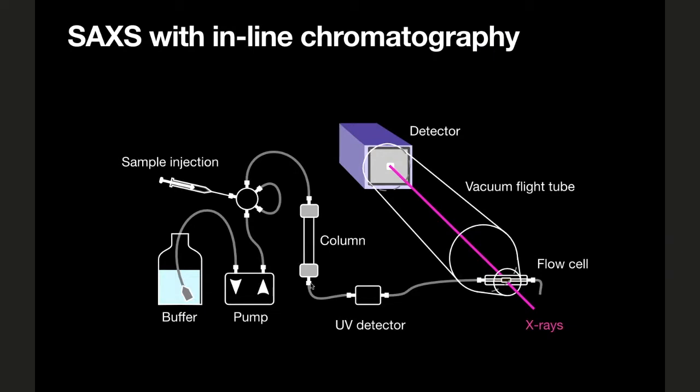So as your sample passes through the column, it goes usually through a UV cell or some sort of light absorption measurement, and then into the SAXS flow cell. And then, of course, the SAXS setup is exactly the same as you would use for a regular experiment. So it's just a vacuum flight tube, a beam stop, and a detector.